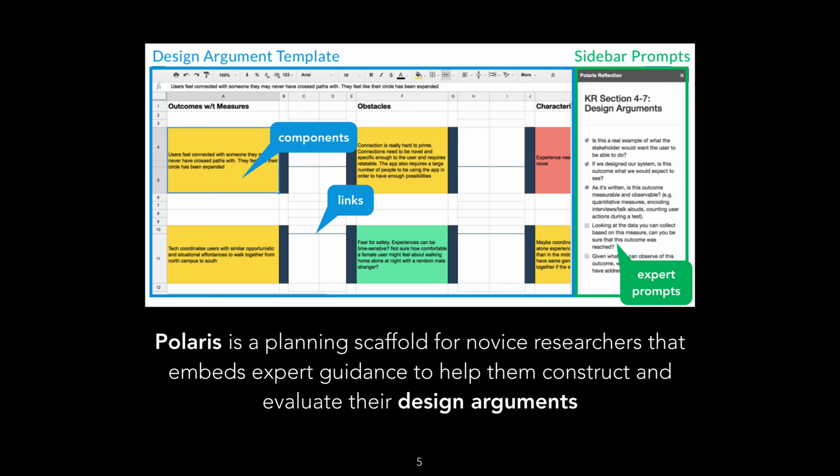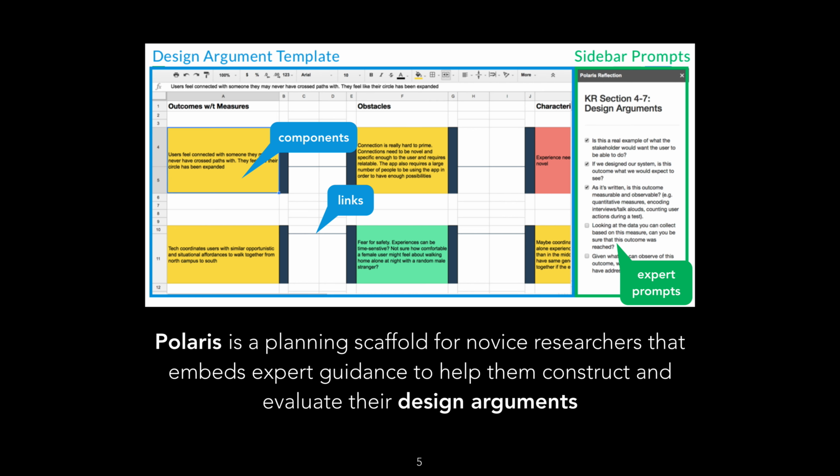So to help with this challenge, we introduced Polaris, which is a planning scaffold, and it helps these novice undergrad researchers think about how to construct and evaluate their design arguments, and it embeds expert practice within the tool. So it's composed of, you can see on the left here, a design argument template, which takes the 4 components of the design argument, the outcomes, obstacles, characteristics, and the argument, and lays them out in this template that students can fill out.